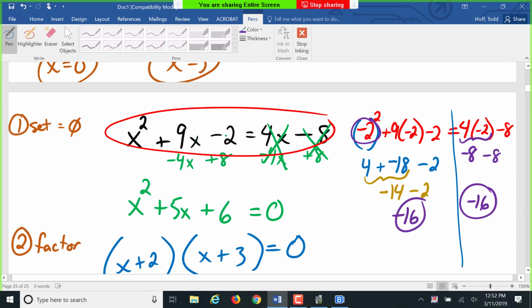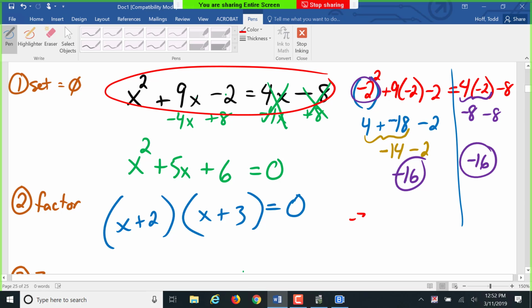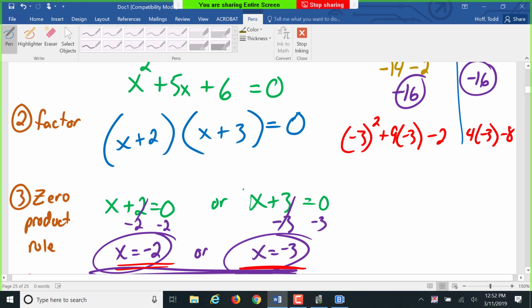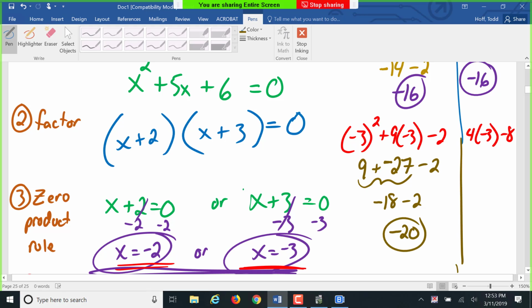Let's try the -3. So if we use -3, we've got -3 squared plus 9 times -3 minus 2 equals 4 times -3 minus 8. Let's do the left side first again. -3 squared? 9. 9 times -3? -27. 9 and -27 make? -18. -18 minus 2? -20. On the right side, 4 times -3? -12. -12 minus 8? -20.